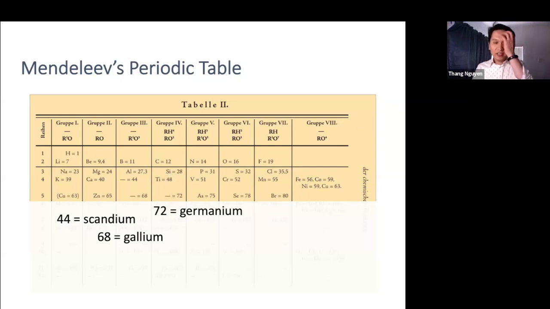Okay, so because of this, Mendeleev is known as the father of the periodic table, even though other scientists at the time and previously also tried to make a periodic table. But his was most useful in that you could use it to make predictions, and those later came true.